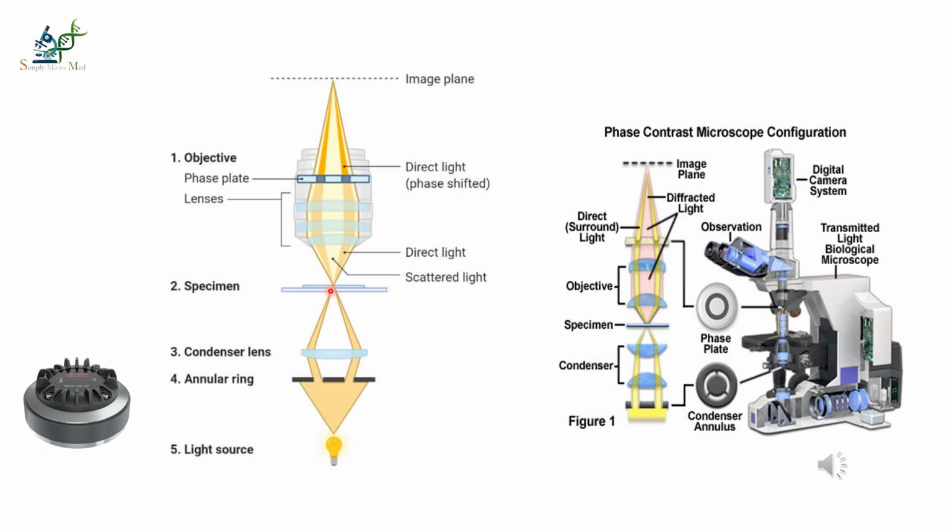So the scattered or refracted light will reach the objective lens. The objective lens has this phase plate. This phase plate will segregate the direct and scattered light. So through the ocular lens, we will get a clear, enlarged image.